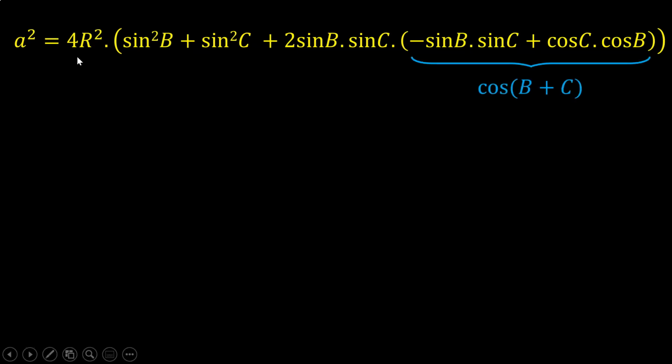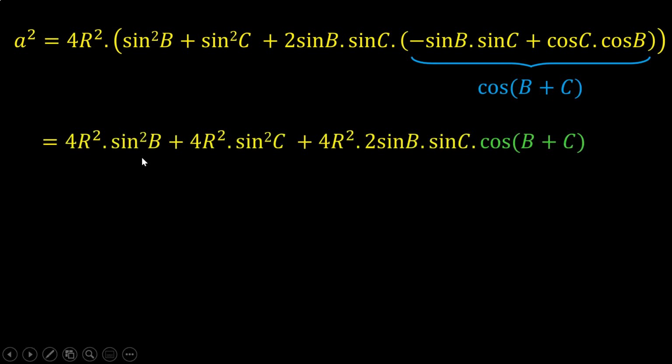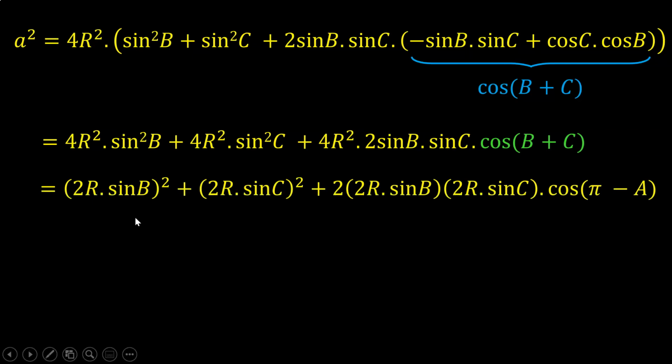Let us multiply 4R square with each of the terms. What we get is this one, 4R square sin square B, and so on. Now this can be written as (2R sin B) whole square, (2R sin C) whole square, and this whole thing can be written as 2 times 2R sin B, 2R sin C cos of (B plus C). And in place of angle B plus C, we can write pi minus A. So we have this one. Now again using sine rule, this is nothing but b, and this is nothing but c.